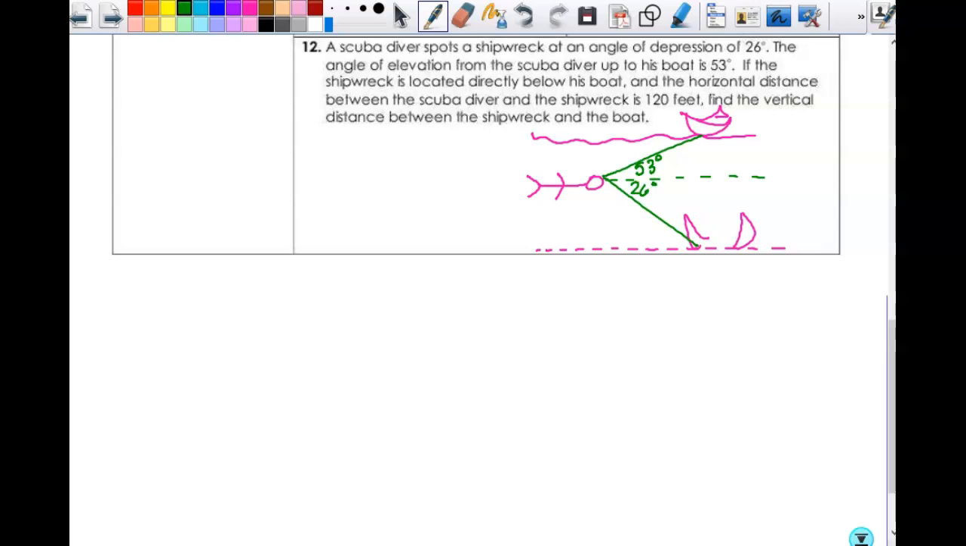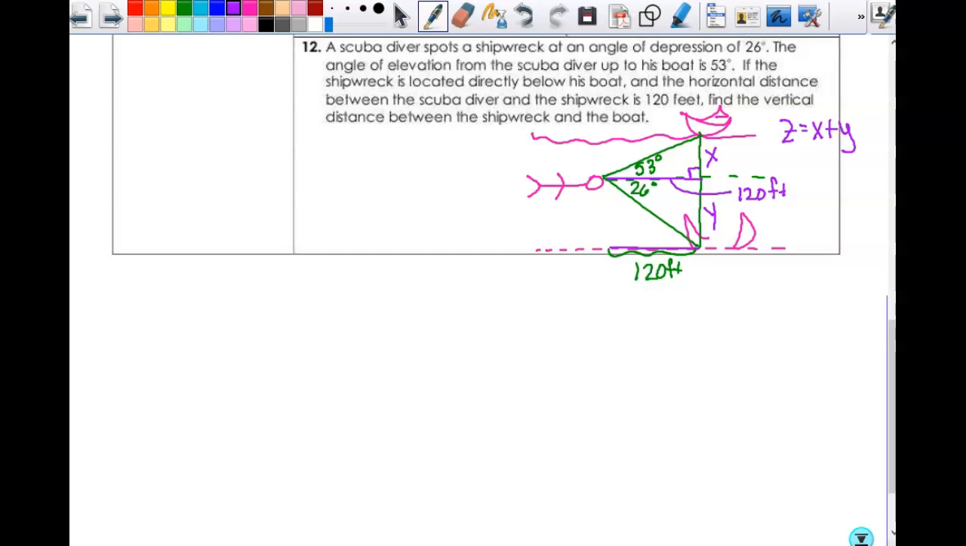The horizontal distance between the scuba diver and the shipwreck, so this right here, this horizontal distance, this is 120 feet. Find the vertical distance between the shipwreck and the boat. So I'm looking for this. Well, this part right here that is 120 is the same as this right here, right? So this right here is 120 feet. I got two little right triangles. If I want that total distance, then I can find x and I can find y. And the total distance is just going to be what? X plus y.